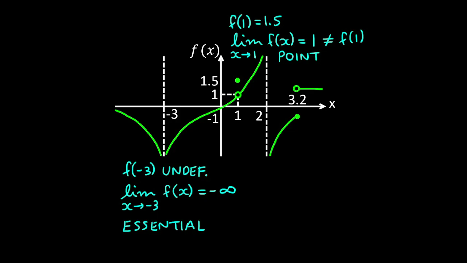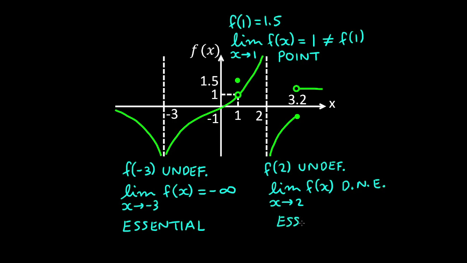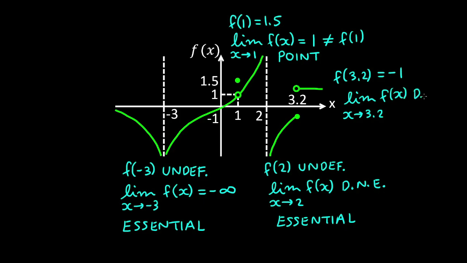Now at x equals 2, the function is not defined, and the limit does not exist. So this is another example of an essential discontinuity, but the function approaches two different values from both sides. And at x equals 3.2, the function exists, but the limit does not exist. And therefore we have a jump discontinuity.